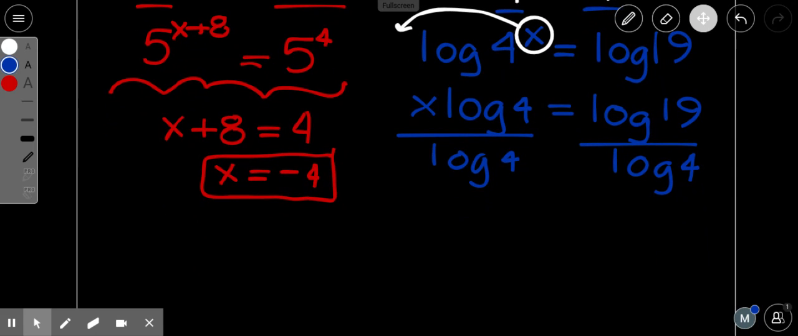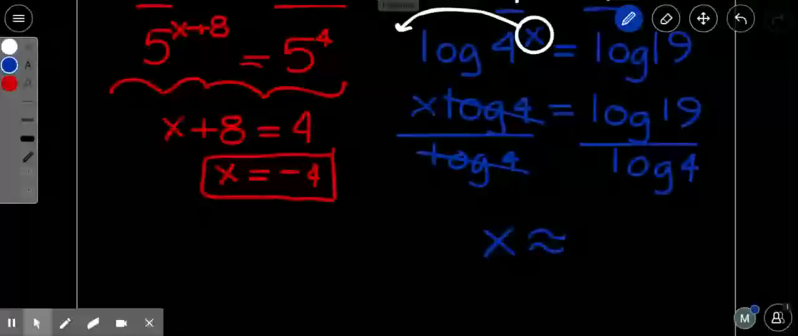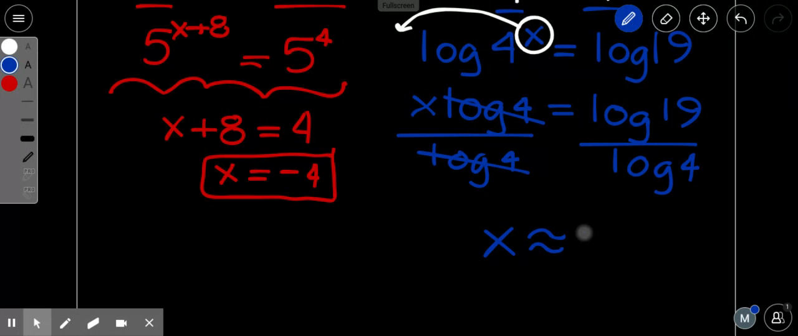Let me scoot my screen up a little bit. So on the left-hand side, these logs will cancel out, leaving you x. Now, since you're doing log of 19 divided by log of 4 in a calculator, most likely it's going to come out as a decimal, so you have to use your approximation. And when you type it in, you should get 2.1240. Please make sure you only go out to 4 decimals.